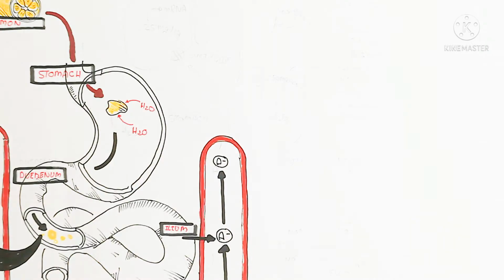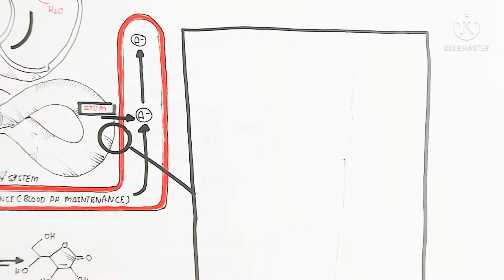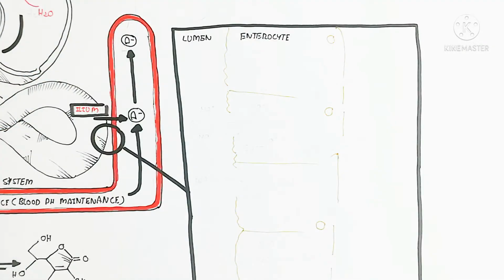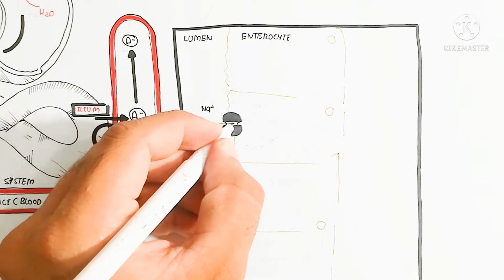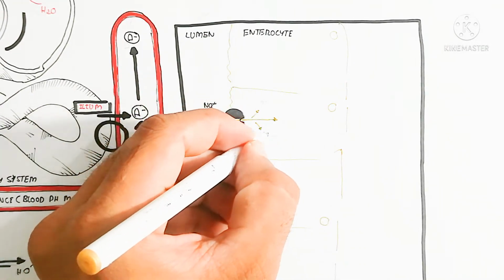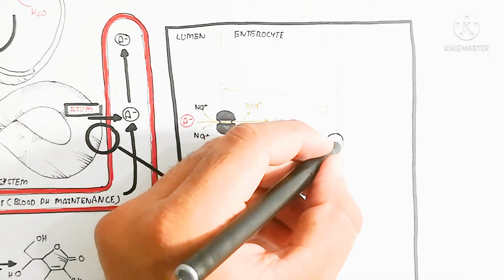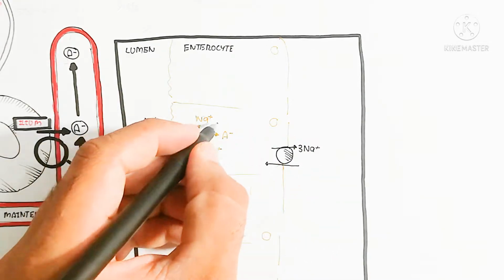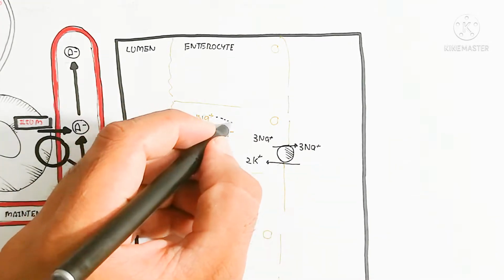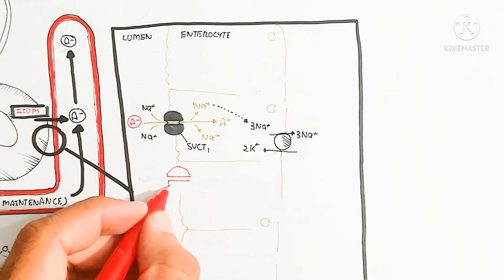After the absorption into the enterocyte, we will discuss from the lumen. In this way, here is the lumen, and two sodium molecules enter together with one ascorbate molecule into the enterocytes. And after this, three sodium molecules will be moved into the extracellular space toward the blood circulatory system, and two potassium molecules will be moved into the enterocyte.